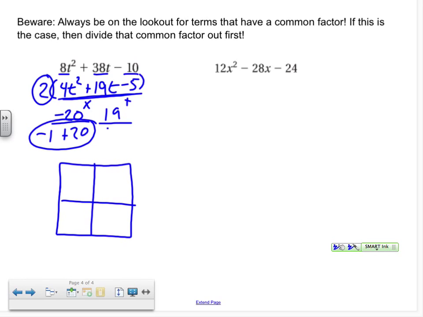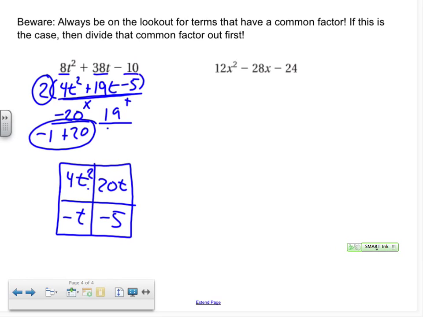Our first term is 4t squared. Our last term is negative 5. And then our middle terms are negative 1t and 20t.